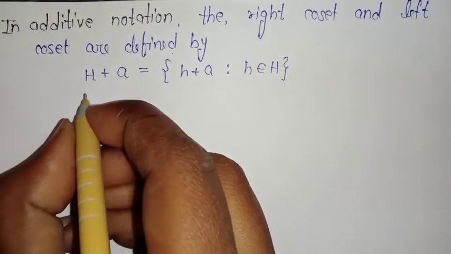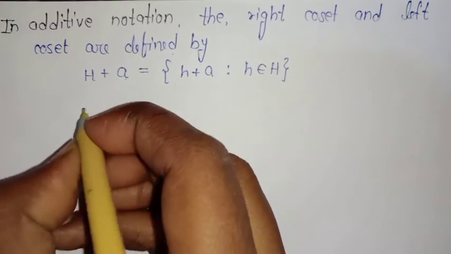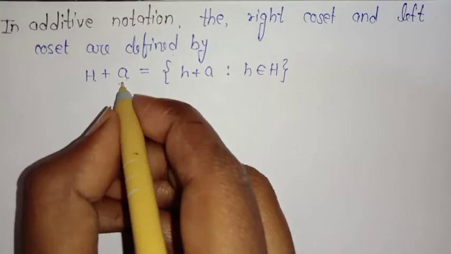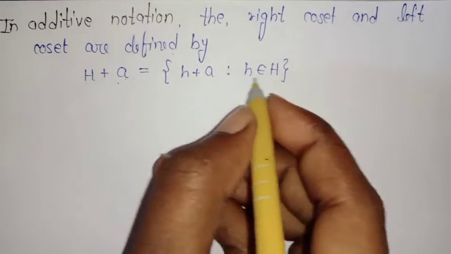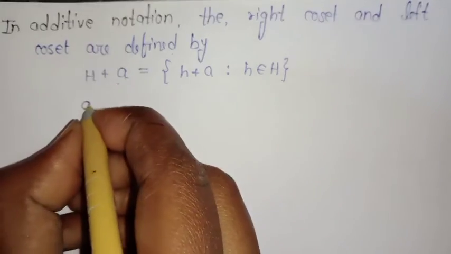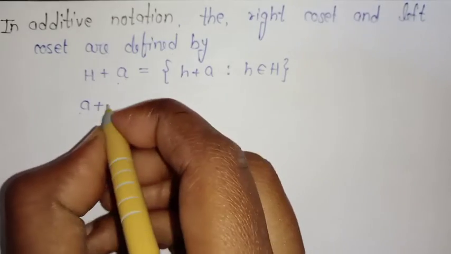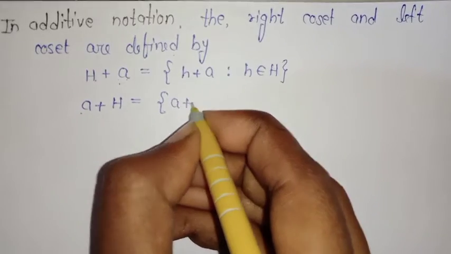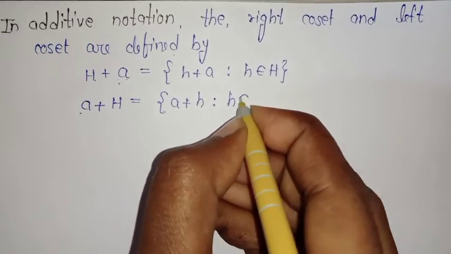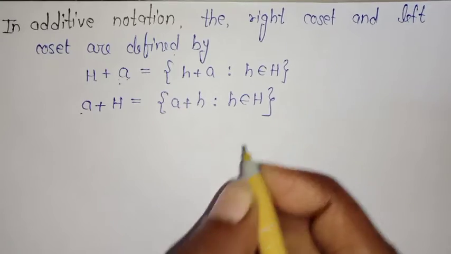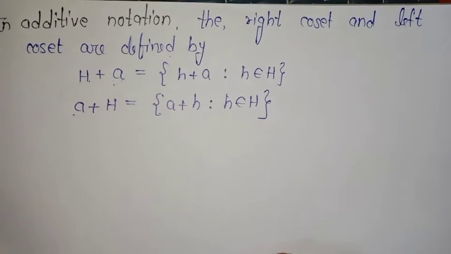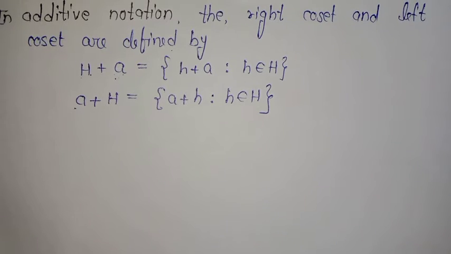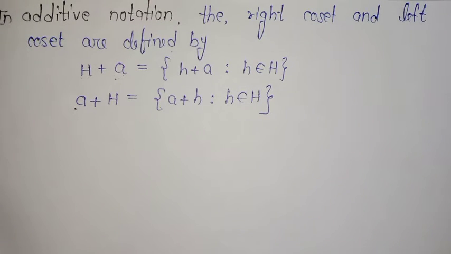Now similarly we can define the left coset as well. Since this element is added with the subgroup H on the right side, this is called the right coset, and if we define the left coset, then we add the element of the group G on the left, and this gives a plus small h such that small h is coming from the set H. Now this was the definition. Now we will discuss some examples. Then you can easily understand the concept of cosets.